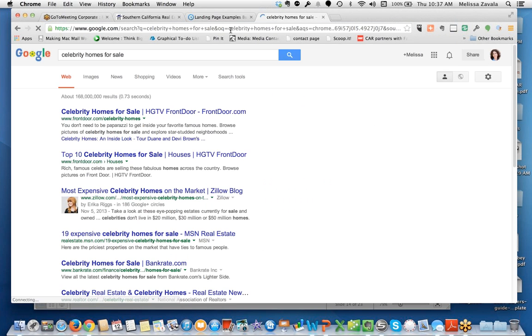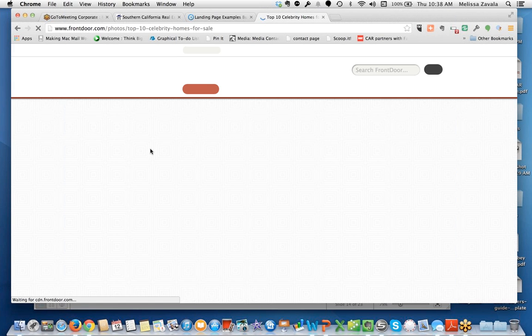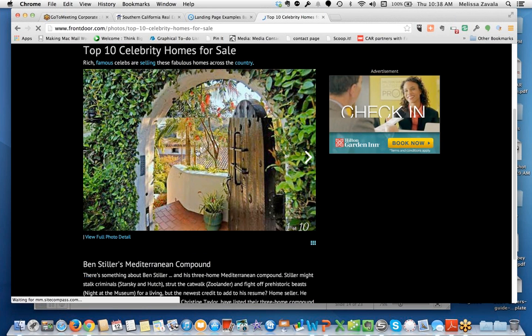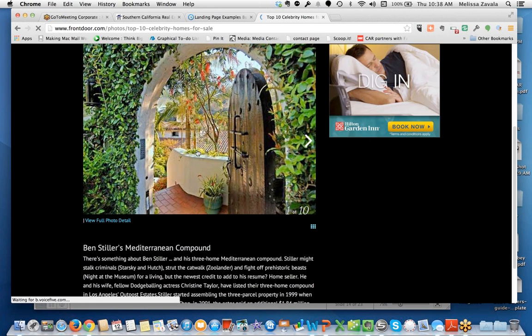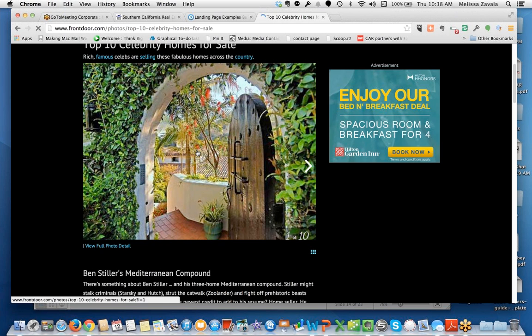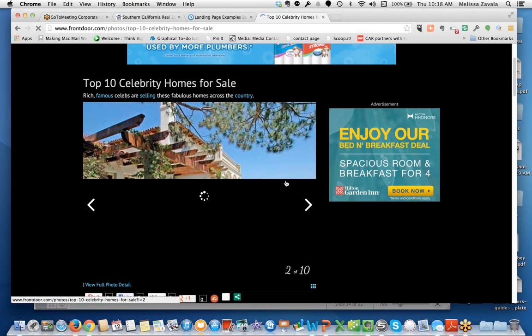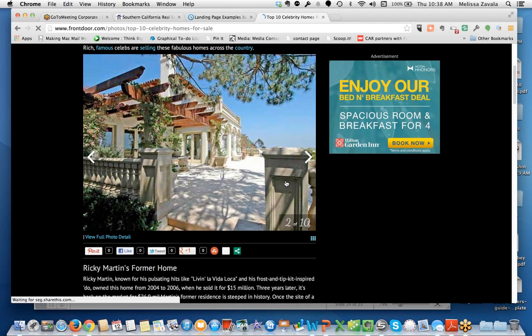I don't know what's going to show up here. I'm just kind of thinking about it. Okay, top 10 celebrity homes for sale. I'm finding this funny article. I might be on the internet and see something and think, oh my gosh, I think my people would really love to see this. So this is Ben Stiller's Mediterranean compound. Look how beautiful that is. I think people would be intrigued by this. Let's see who else is on here. Ricky Martin. Oh, that's beautiful too.